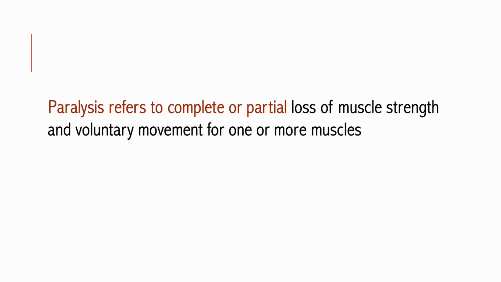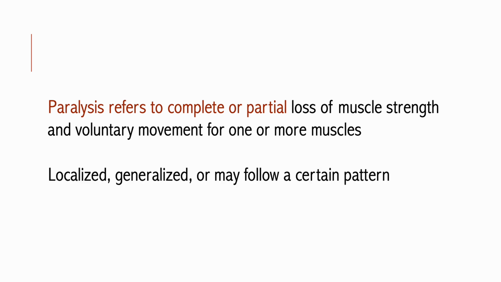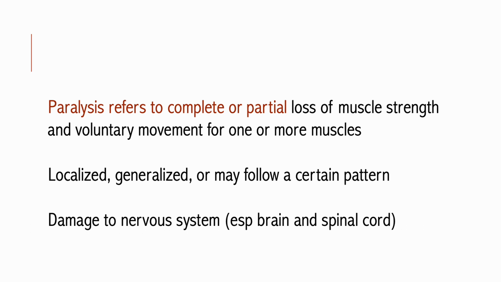Paralysis refers to complete or partial loss of muscle strength and voluntary movement for one or more muscles. Paralysis can be localized, generalized, or it may follow a certain pattern. Paralysis is most often caused by damage to the nervous system, especially the brain and spinal cord. Such damage may be due to stroke, trauma with nerve injury, poliomyelitis, amyotrophic lateral sclerosis, botulism, spina bifida, and multiple sclerosis.